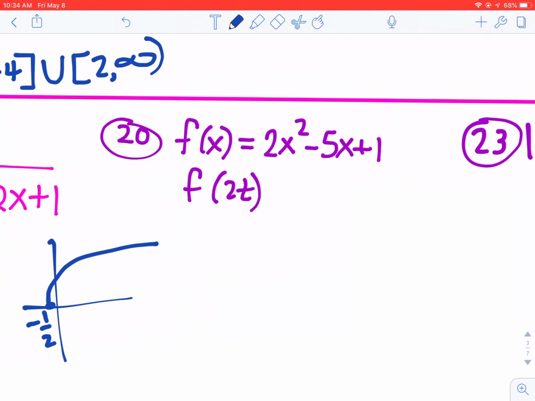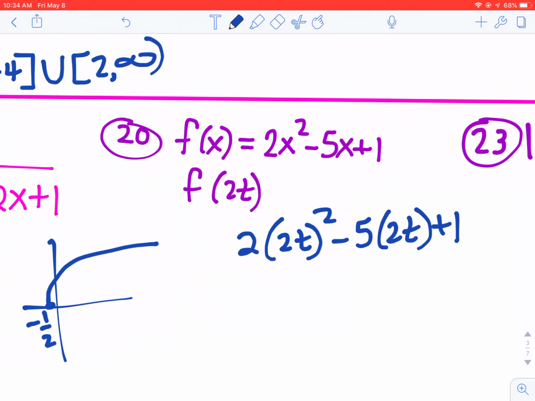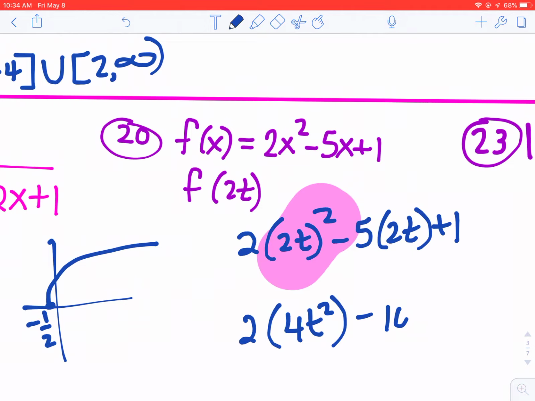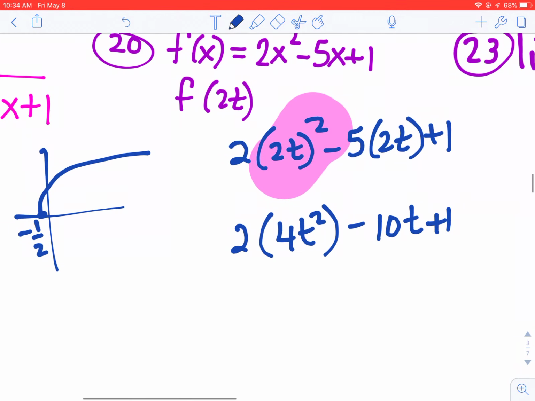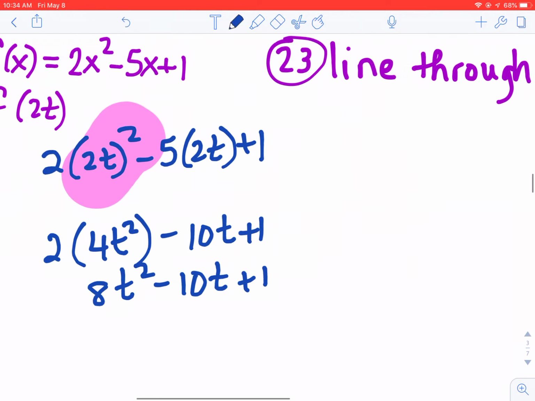All right, f of 2t, it's a game of substitution, remember. So 2 times 2t squared minus 5 times 2t plus 1. So remember, in the game of order of operations, do your exponents first. So 2 times 2t squared is 4t squared. Then it's minus 10t plus 1, so it is 8t squared minus 10t plus 1. Even if this number in front is a negative, make sure you square first, then make it negative.